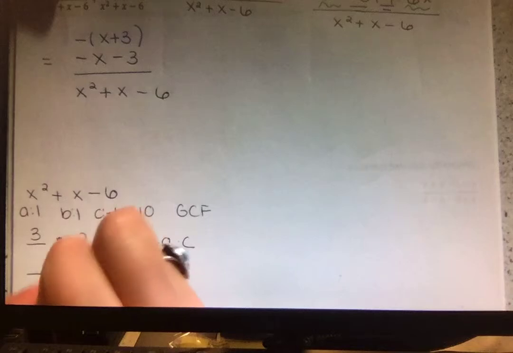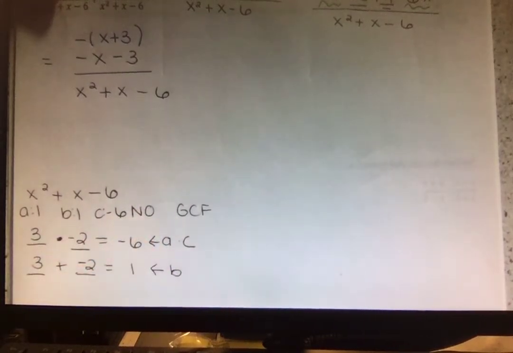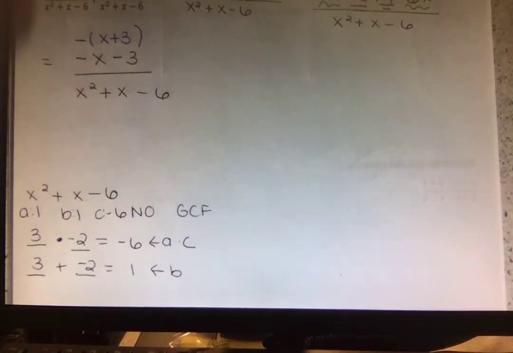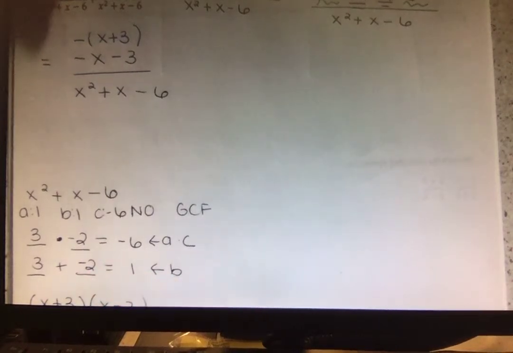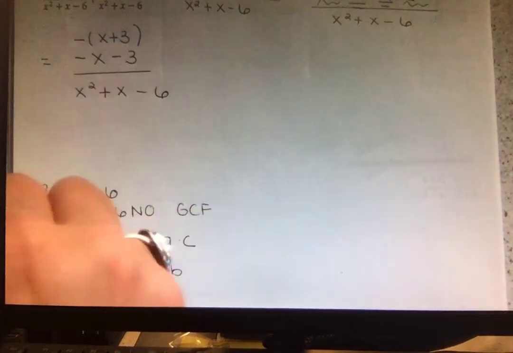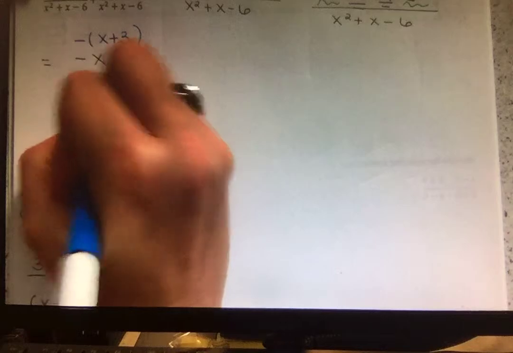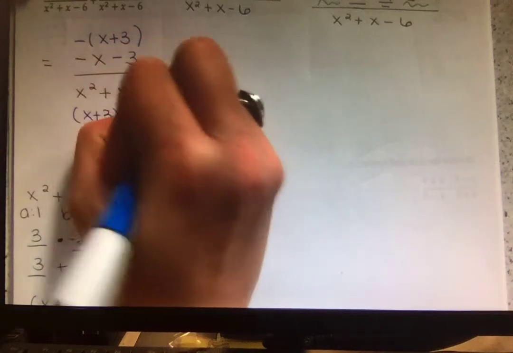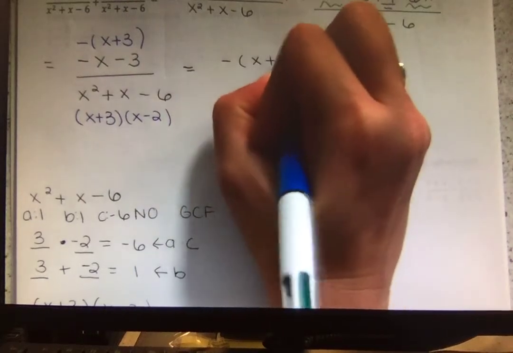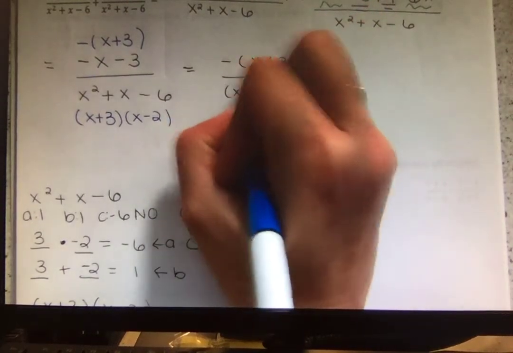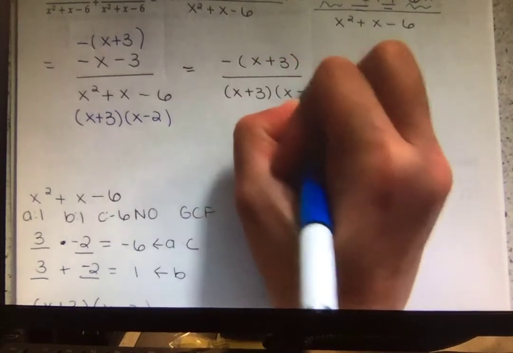3 and negative 2. So 3 times negative 2 is negative 6. 3 plus negative 2 is positive 1. Thankfully, because A is 1, we can go straight to our factors of x plus 3 times x minus 2. So up top we have negative 1 times x plus 3 all over x plus 3 times x minus 2.